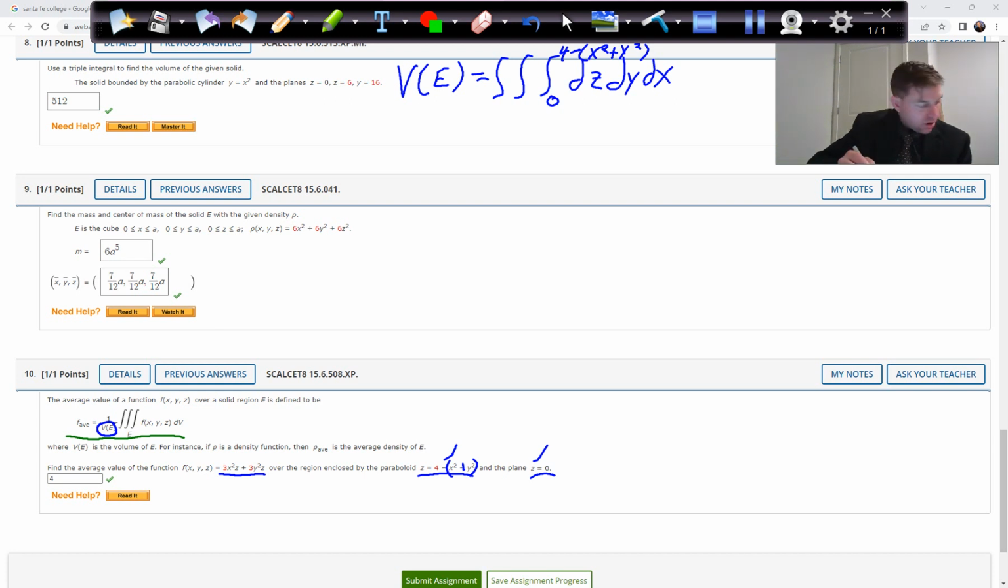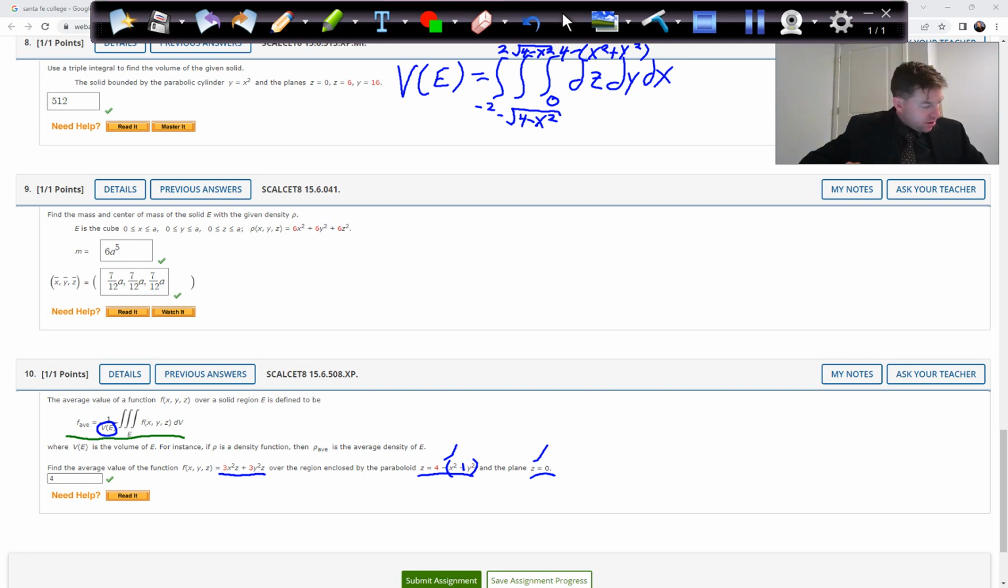Y is going to go based on this x squared plus y squared. If you rearrange that equation, you'll get y goes from minus square root of 4 minus x squared to positive square root of 4 minus x squared. And then finally, x is going to go from minus 2 to 2. Okay, so this is like a, well, it's a paraboloid, so there is some symmetry here.